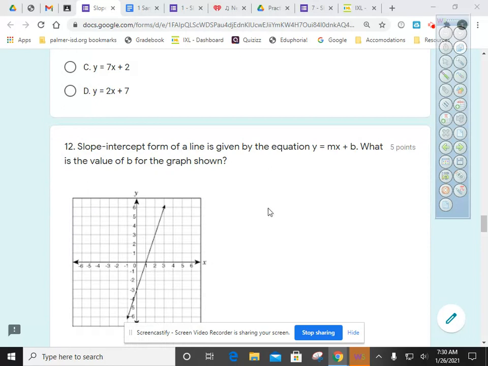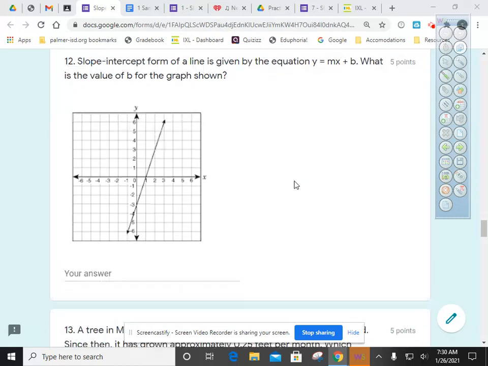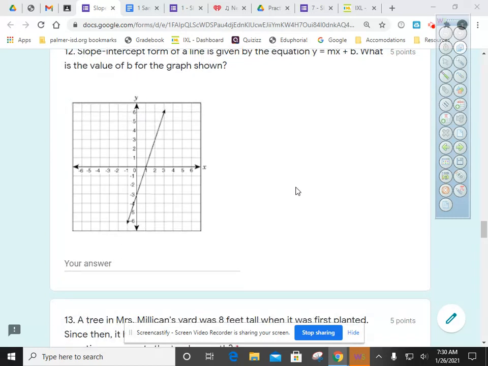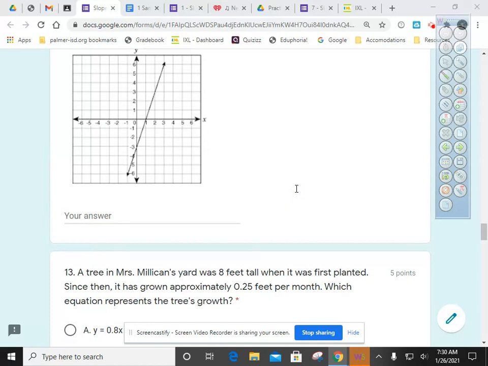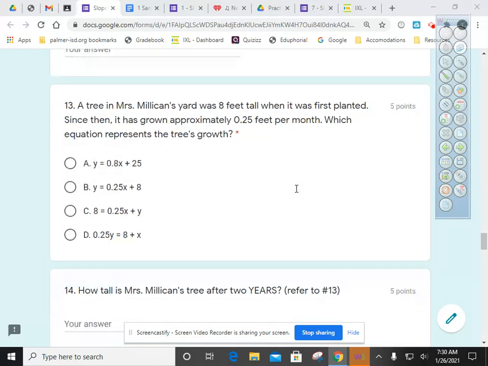Number 12, slope-intercept form of a line is given by the equation y equals mx plus b. What is the value for b for the graph shown? When in doubt, just put the number. Make sure if it's negative, you put negative. If it's positive, you don't put anything.